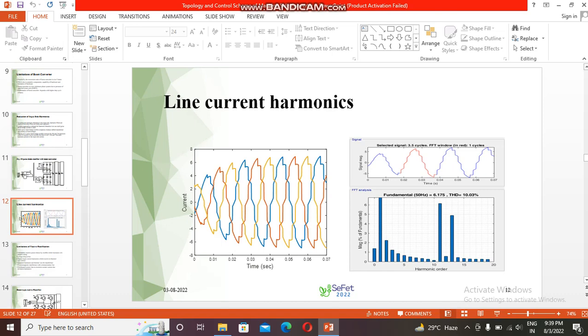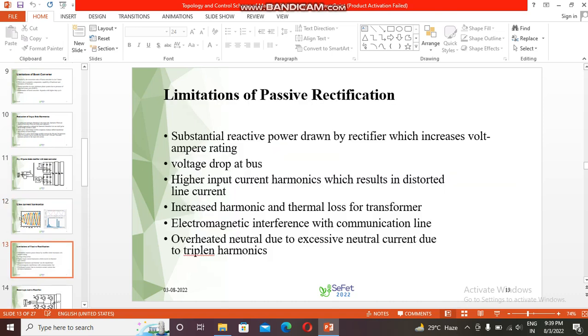As you can see, in the line current and the line current harmonics, we are getting the 11th and 13th order harmonics. What are the basic limitations of the passive rectification? The substantial reactive power drawn by the rectifier increases the volt ampere rating.